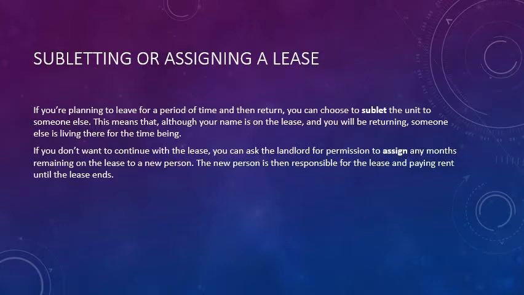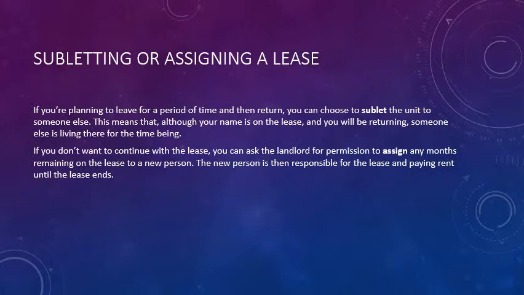If you don't want to continue with the lease, you don't plan on returning, you can ask the landlord for permission to assign any months remaining on the lease to a new person. So for example, if you have a 1-year lease and you've been there for 6 months, you might ask the landlord if someone else could take over the remaining 6 months of your lease. The new person is then responsible for the lease and paying rent until the lease ends.